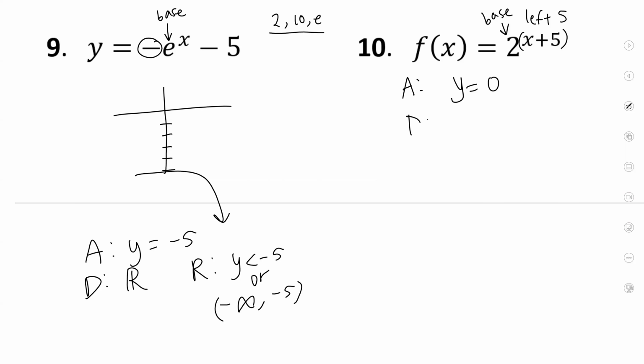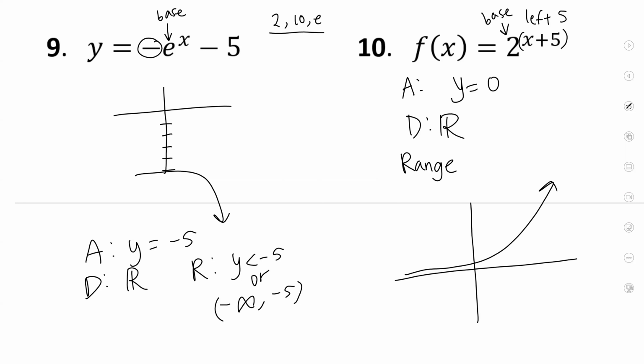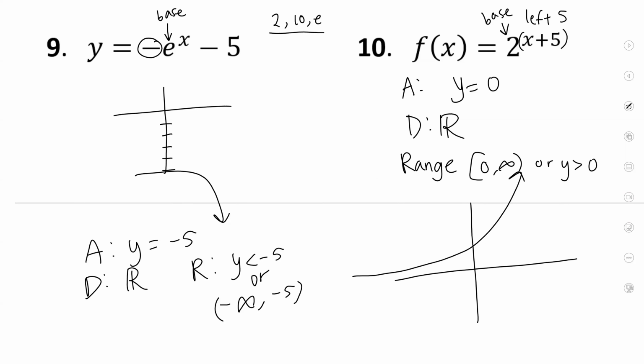Domain is always the same. And your range, what do you think the range will be? So this is your graph here. If it moved left or right, okay, maybe it moved to the left, now it's here. That doesn't affect your range. So what's your range? 0 to infinity, and I heard someone else say y is greater than 0. Perfect, you can write either of those.